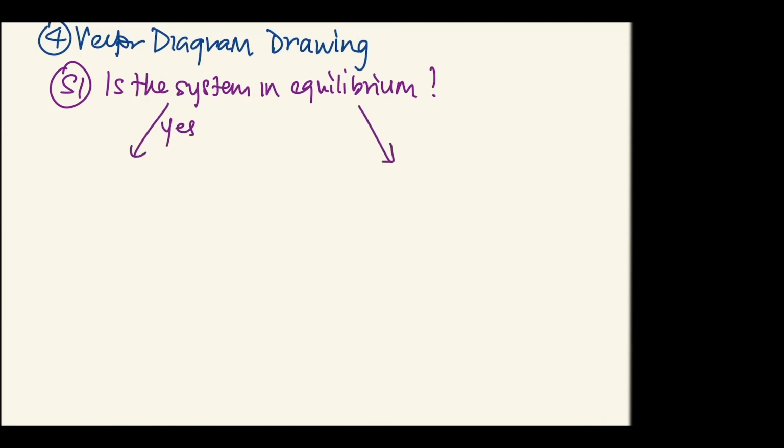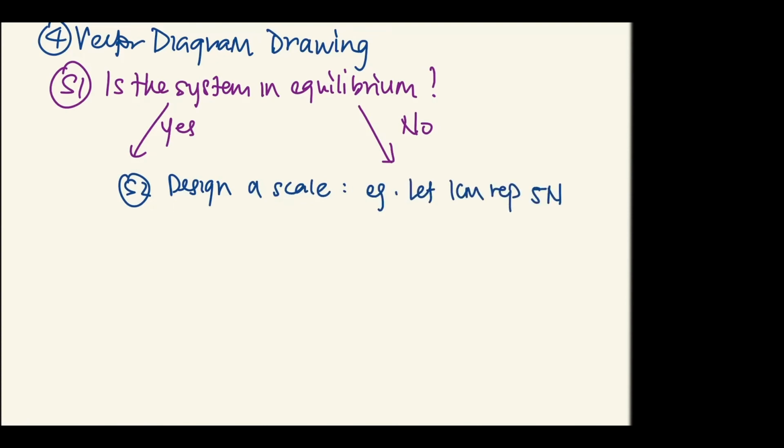Yes and no. Both of them lead to step 2, which is to design a scale. What does design a scale mean? For example, let 1 cm represent 5 newtons. Then after that, we move on to the next part, which is drawing the vector diagram.